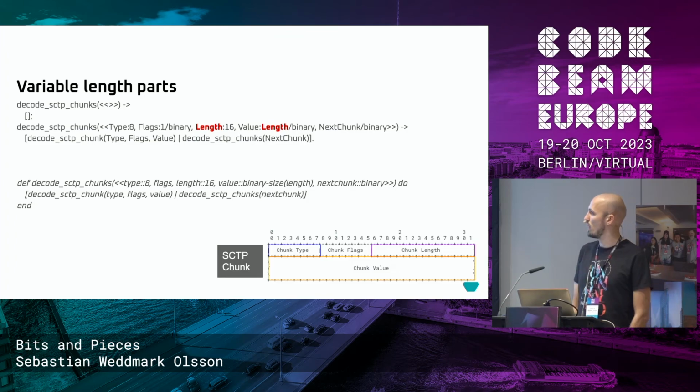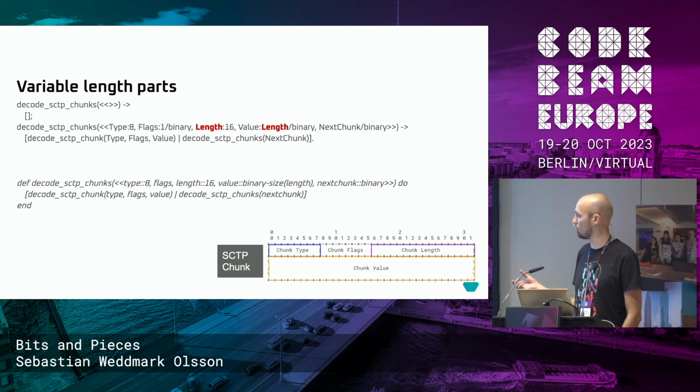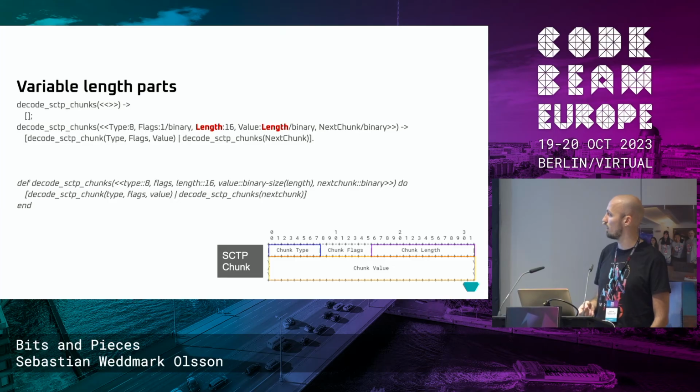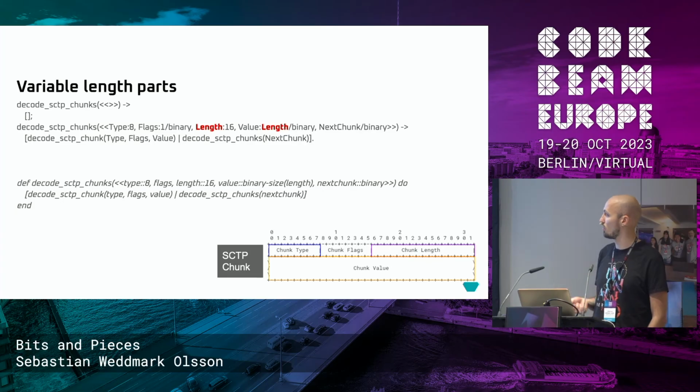Variables are bound from left to right. So usually in protocols, as in the examples I showed, you have some fields containing a length of the payload in the packet. So we can bind that length and then right after match it out in the function header, for instance, and start working on this chunk value.